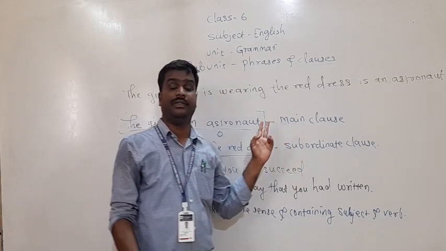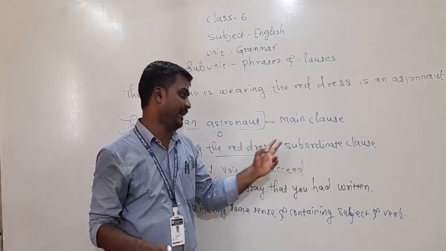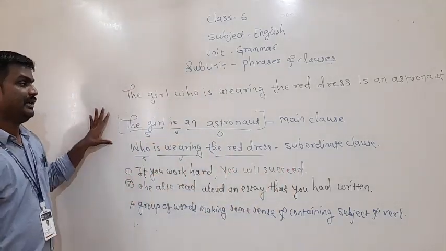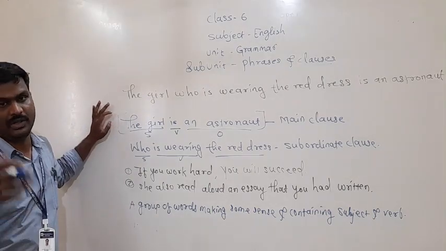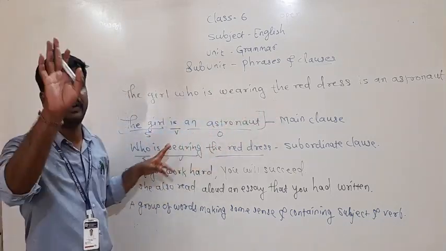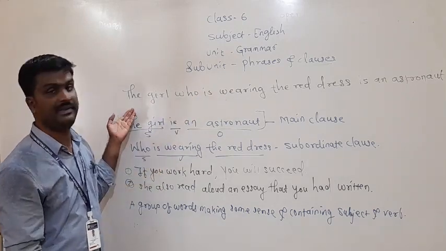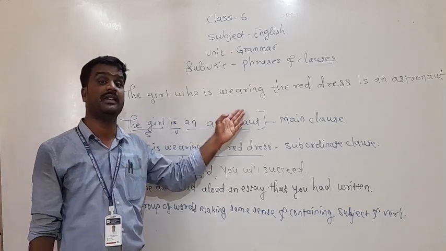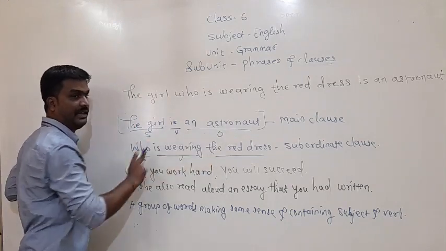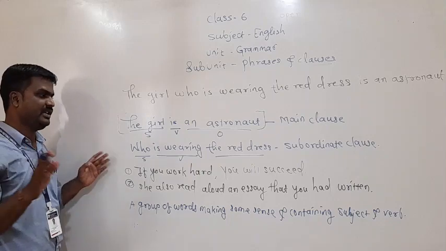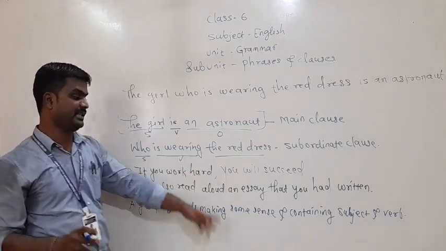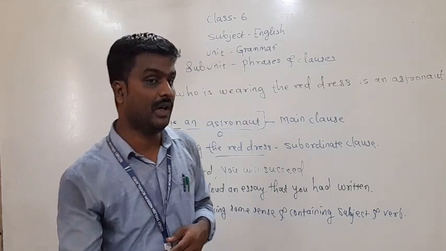First one, main clause, that is called independent clause, and subordinate clause, that is called dependent clause. What is meant by main clause? It is called independent clause. To gain the meaning, it doesn't depend upon the other statement. See, who is wearing the red dress? To find the proper meaning of the statement, we have to depend upon the previous one, that is, the girl. We are talking about that girl who is wearing the red dress, and that's why it is a subordinate clause, called dependent clause. Understood this? I have given one example. A clause means a group of words making some sense and containing subject and verb.